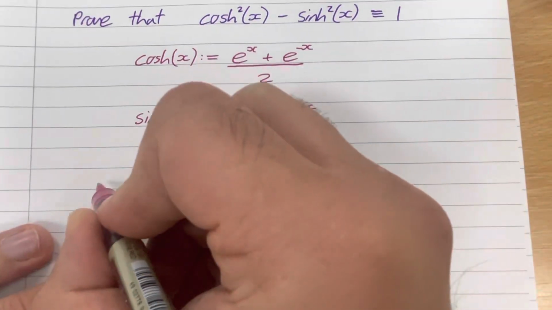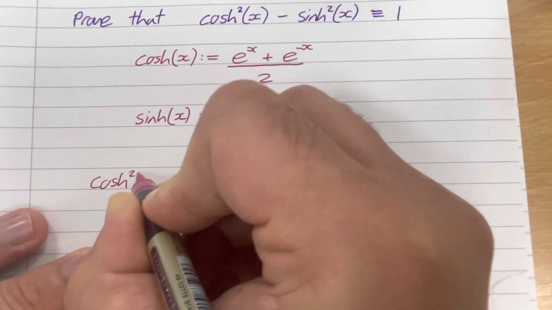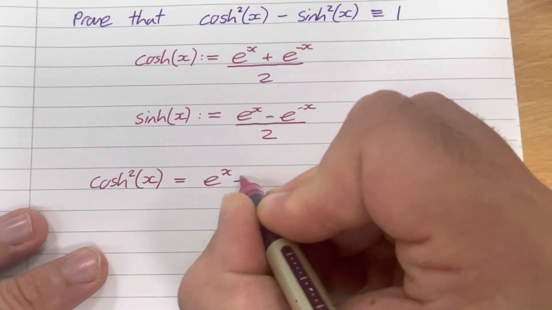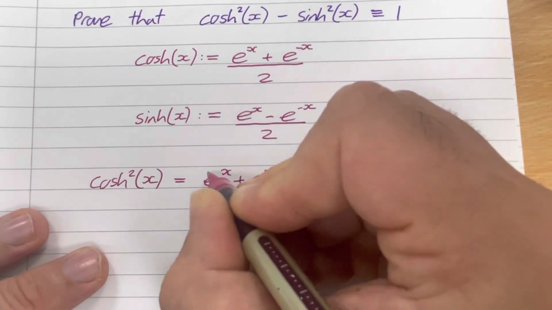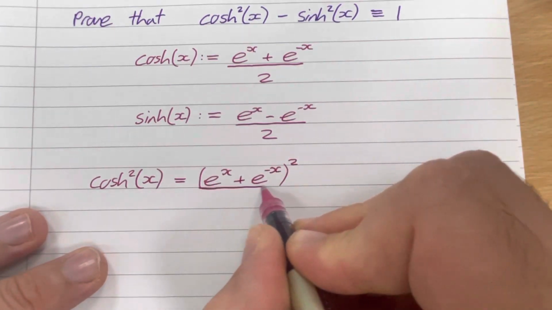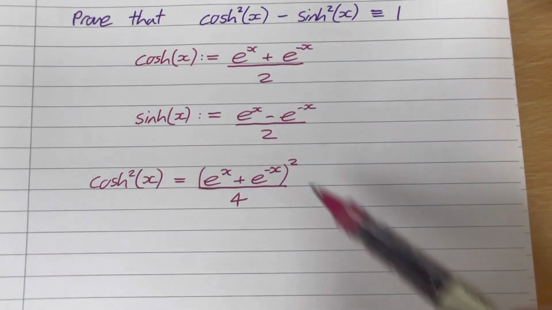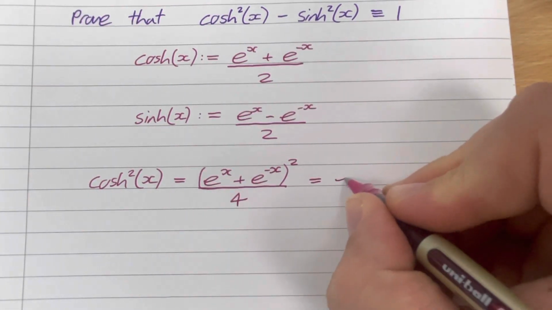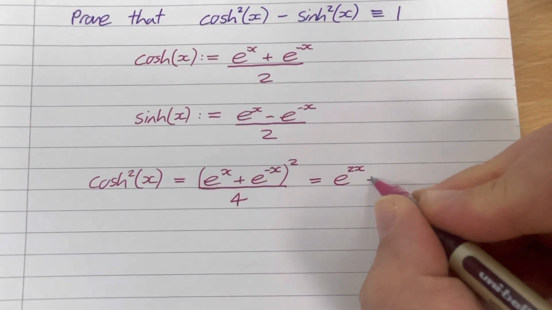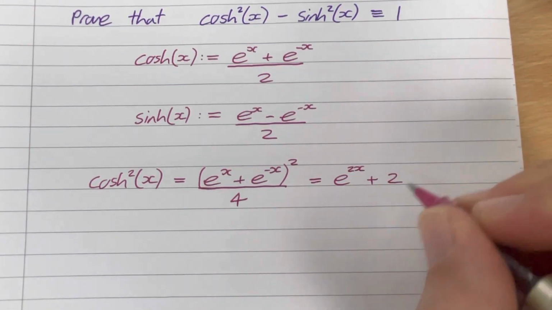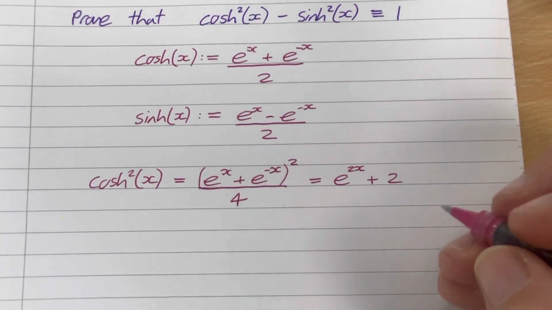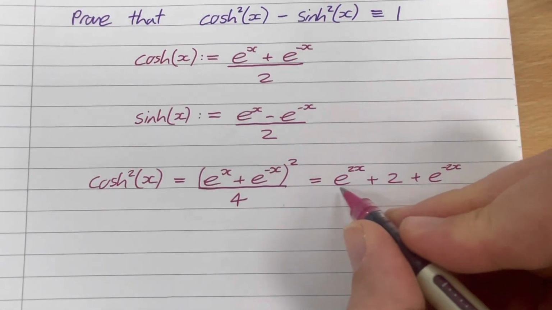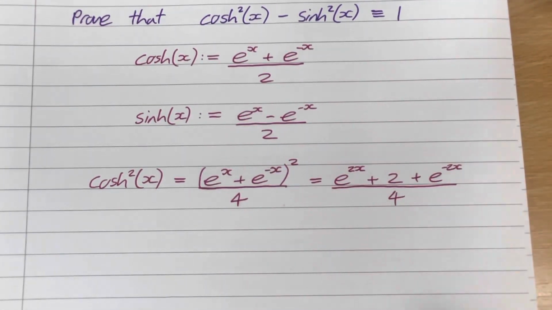Okay, so cosh of x squared is going to be equal to e to the x plus e to the minus x, squared, divided by 4. Okay, so squaring this, square the top, square the bottom. Multiply out this bracket, we're going to get e to the 2x plus 2 of the cross, so that's just the number 2 because e to the x times e to the minus x is 1. And then we're also going to get a plus e to the minus 2x. That is still all over the number 4.